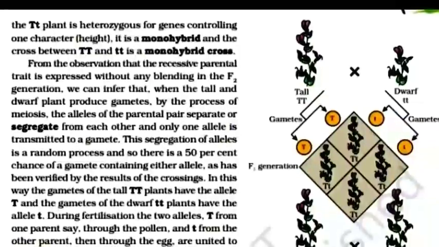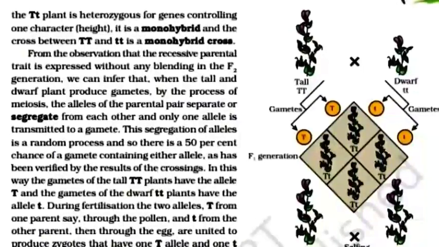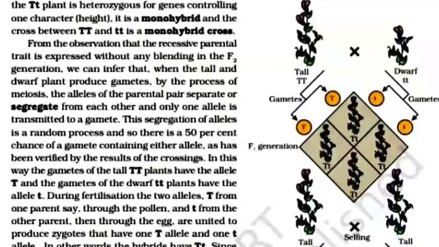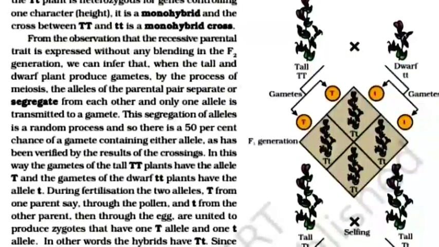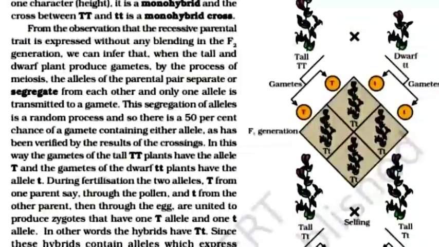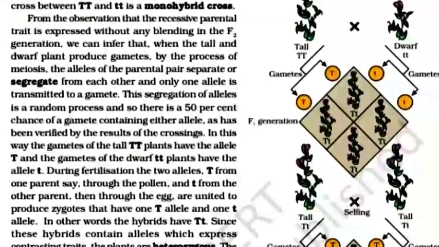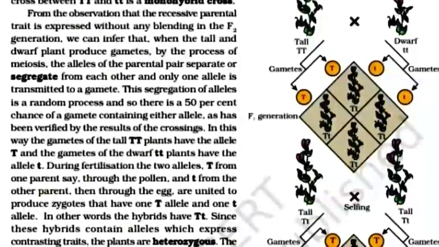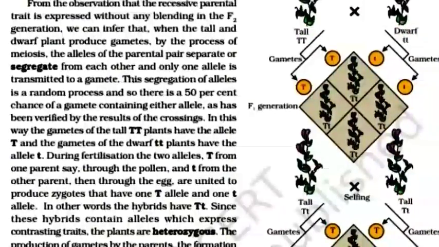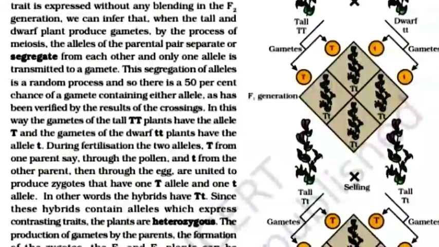Since the capital T small t plant is heterozygous for the gene controlling one character, height, it is a monohybrid, and the cross between capital T capital T and small t small t is a monohybrid cross. From the observation that the recessive parental trait is expressed without any blending in the F2 generation, we can infer that when the tall and dwarf plants produce gametes by the process of meiosis, the alleles of the parental pair separate or segregate from each other and only one allele is transmitted to a gamete.